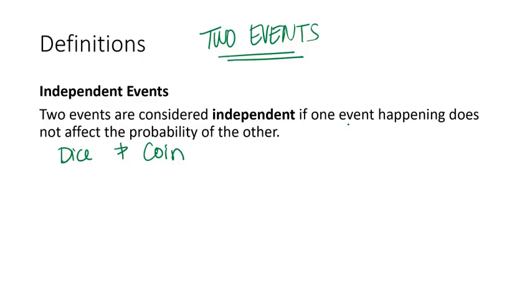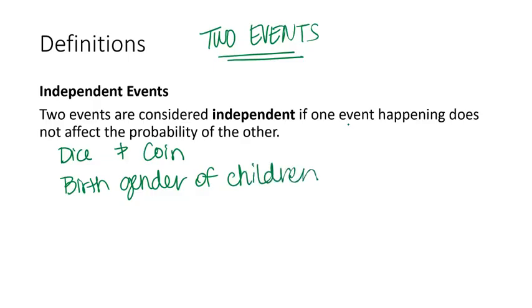Another example of independent would be the birth order or the birth gender of children, right? Having a little girl first did not change my options for my second child. I had Braylon, my daughter, first. I could have had a little girl second. It didn't change my options for the second kiddo. Independent. They have no impact.